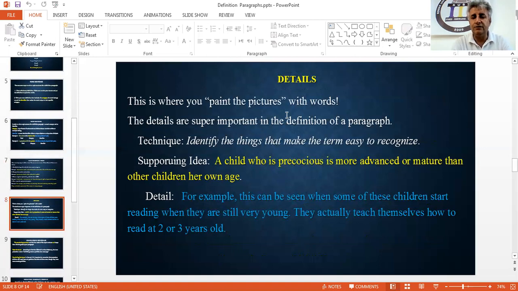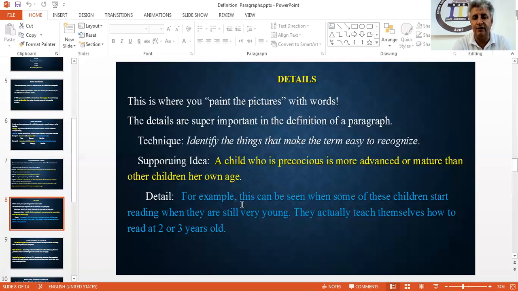So far, we have talked about the topic sentence and the supporting ideas, but we should give each supporting idea some details. In fact, we paint pictures with words. Details are super important in the definition of a paragraph. If you use the technique, identify the things that make the term easy to recognize, and you'll have a supporting idea such as a child who is precocious is more advanced or mature than other children her own age. You might make it clearer by using an example.